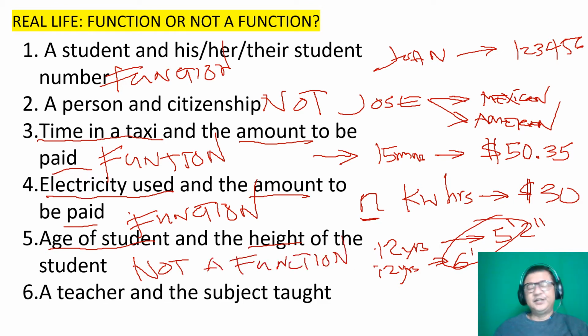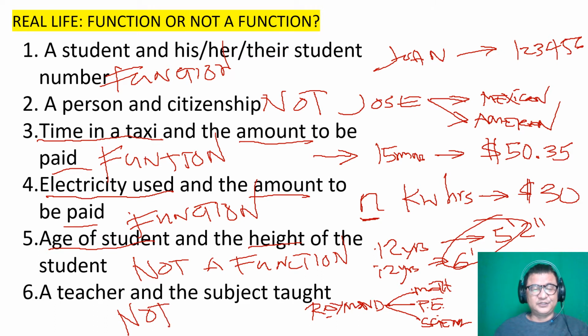Okay, a teacher and a subject taught. Think of one teacher, let's say Raymond. Raymond teaches math. Is it only one output? No, Raymond also teaches PE. Guess what? He also teaches science. All right, one input has three different outputs, therefore, not a function.